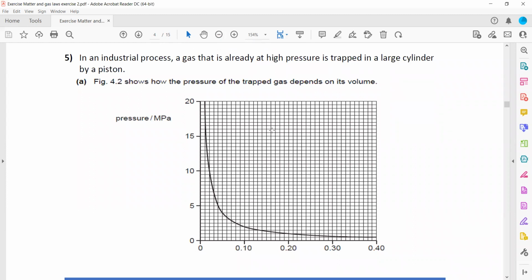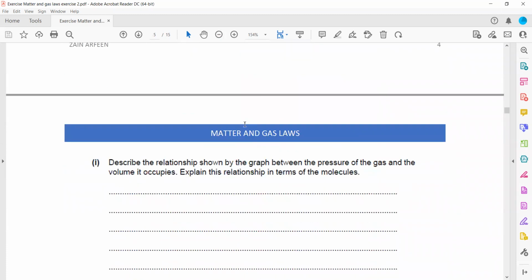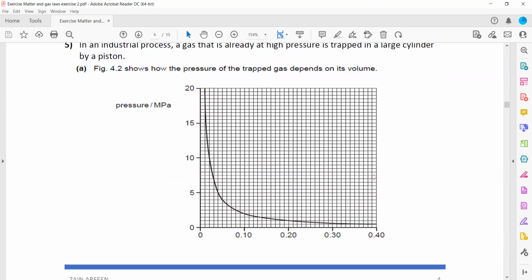In question 5, in an industrial process, a gas that is already at a high pressure is trapped in a large cylinder. This is a graph which shows a relation between a pressure and the volume. As we know, when two quantities are inversely proportional, there will be a curve. Describe the relation shown by the graph between the pressure of the gas and the volume it occupies, and explain the relation in terms of molecules.